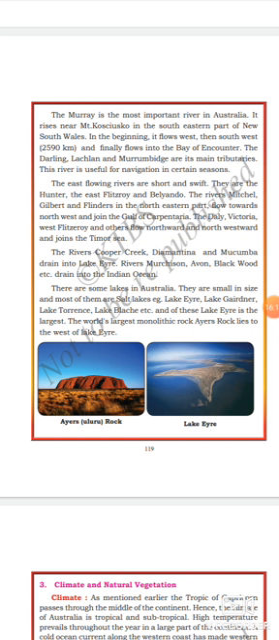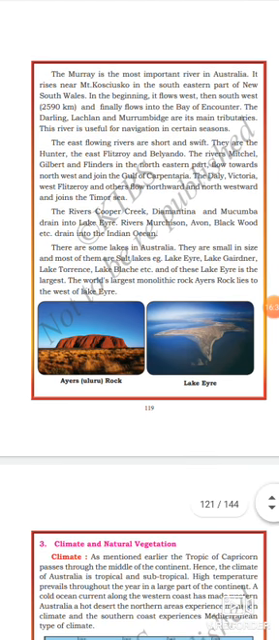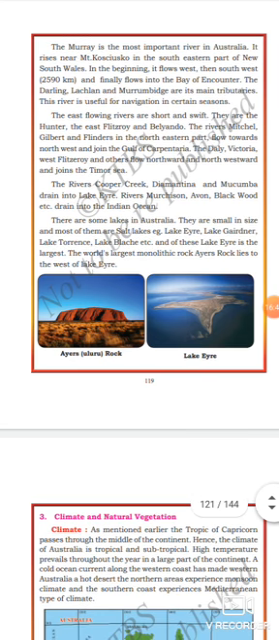It rises near Mount Kosciuszko in the southeastern part of New South Wales. In the beginning, it flows west, then southwest 2590 kilometers, and finally flows to the Bay of Encounter. The Darling, Lachlan, and Murrumbidgee are its main tributaries. Tributaries means sub-rivers. This river is useful for navigation in certain seasons.